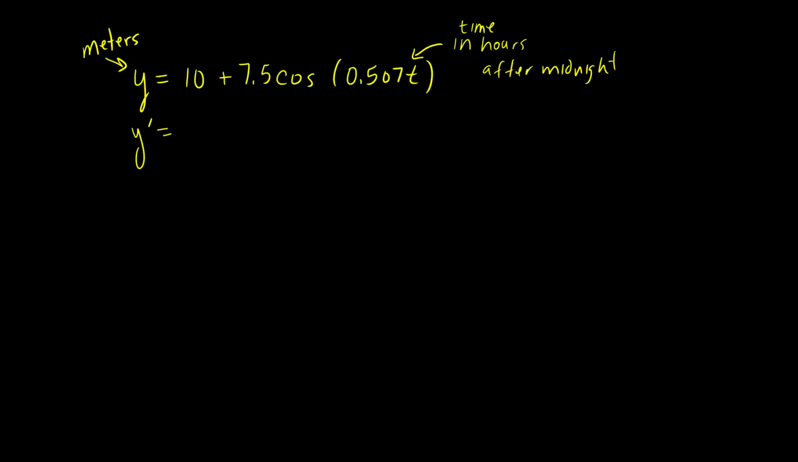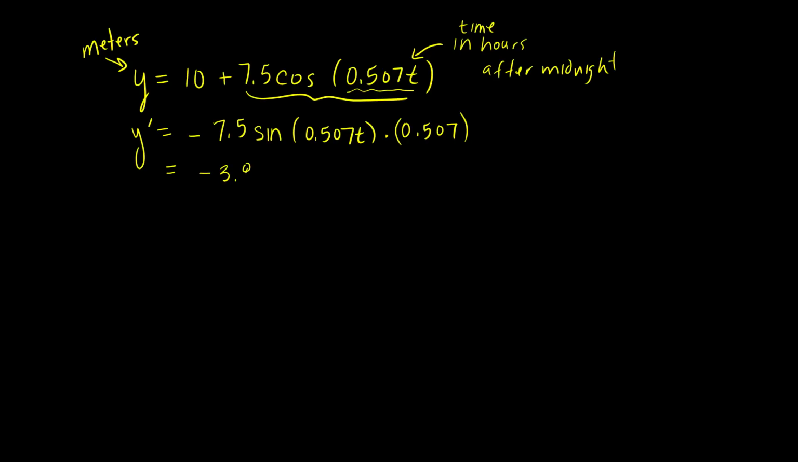The derivative of 10 is just 0, goes away. The derivative of cosine, so I'm doing the outside, would be negative sine, and leave the inside alone. And then times the derivative of the inside, which is 0.507. Okay, so this is doing the shortcut way. And then I probably would just go ahead and put negative 7.5 times 0.507 in my calculator, just to make it smaller to put these values in. And so I get this for my derivative.